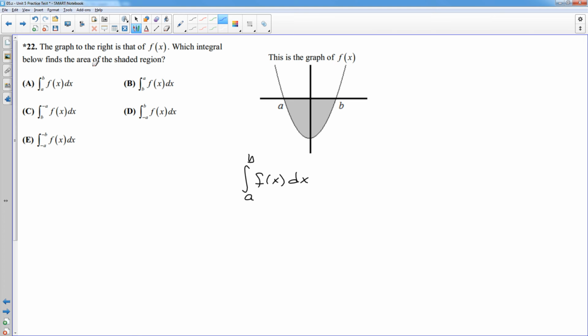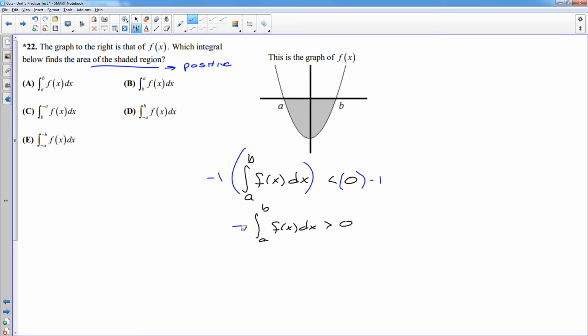The area of a shaded region is going to be measured with a positive number. Well, this area given by that antiderivative would actually be negative. So in order to get the positive value of that, I'm simply going to multiply both sides by -1. And if I multiply by -1, that will give me the negative antiderivative from A to B, f of x dx. And when you multiply by negative, you flip the sign, and that turns it positive.